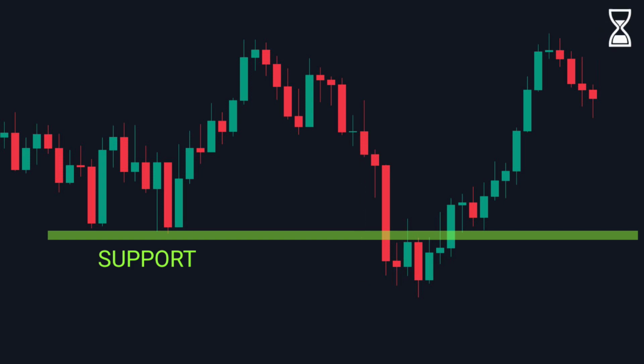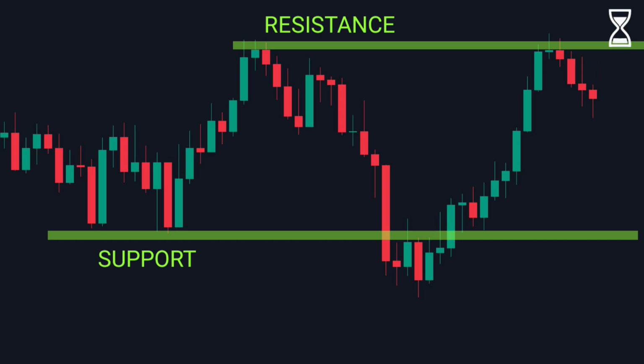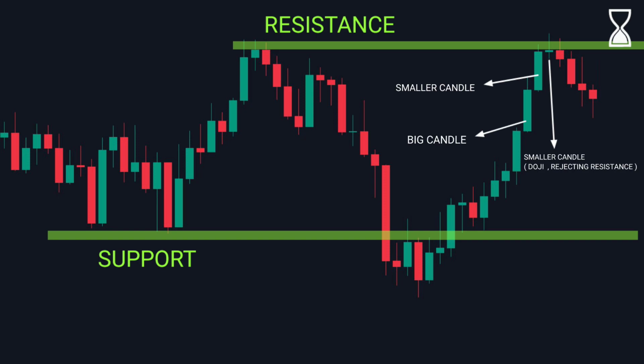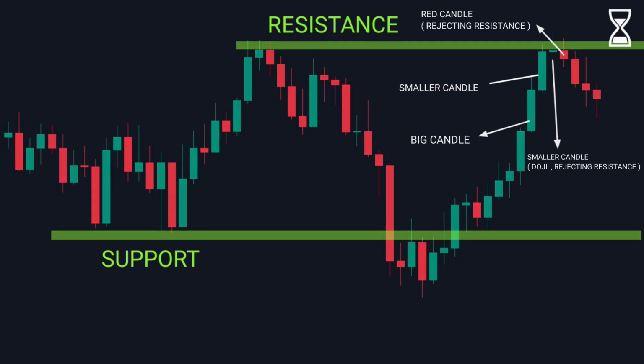In contrast, look at what happens at the top. We have a level of resistance here to the left. And as price approaches this level again, we have a big candle, a smaller candle, an even smaller candle that is also a doji and also rejecting resistance, then finally a red bearish candle that is also rejecting resistance, which then caused a reversal. And then we entered a trade through the intraday time frame.